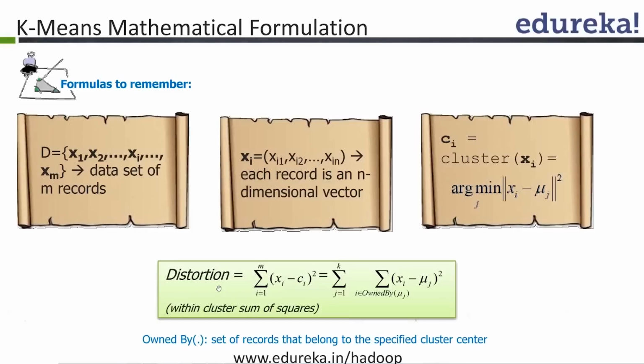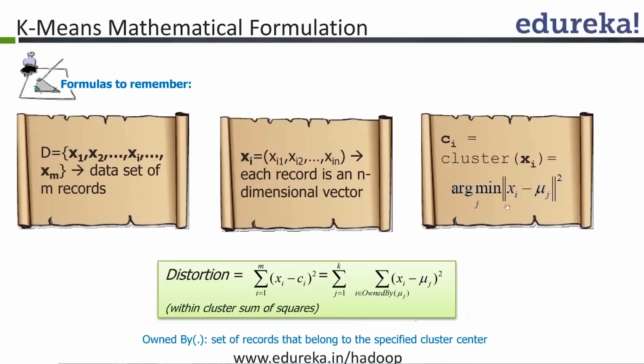And for a good clustering, you want this distortion to be as low as possible, right? Because you want every data point to be assigned to the closest center. So your xi minus Ci should be as small as possible across all the different centers, and then you sum it up over all the data points.